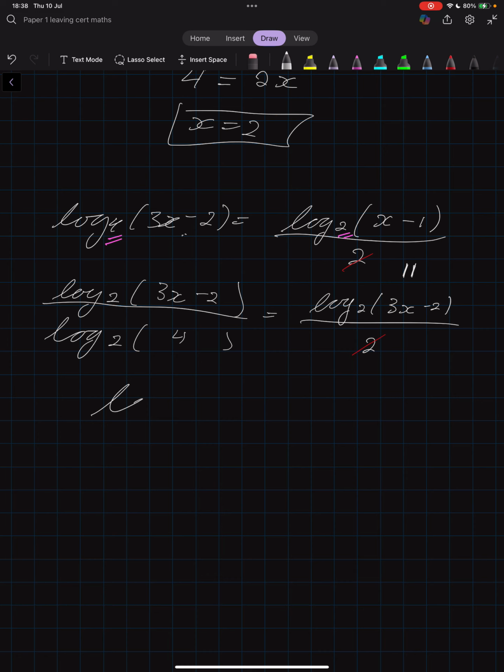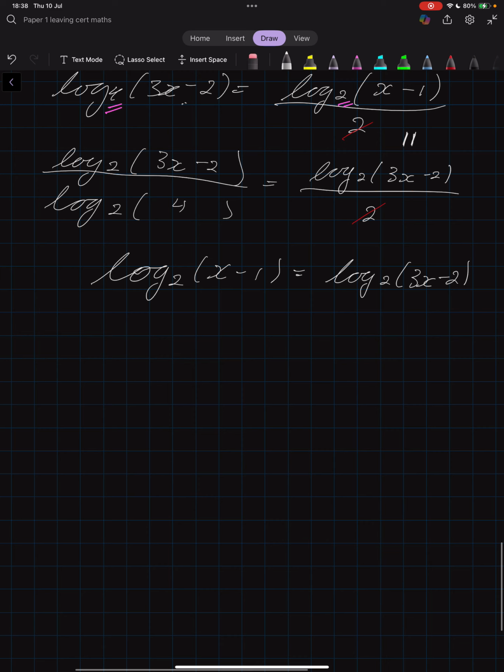So I'm just left with log to the base 2 of x minus 1 is equal to log to the base 2 of 3x minus 2. So, again, I have log to the base 2, I have log to the base 2. Those two things are obviously equal. So that means that this thing and this thing have to be equal. So I get that x minus 1 is equal to 3x minus 2. So 1 is going to be equal to 2x. So x is equal to a half.